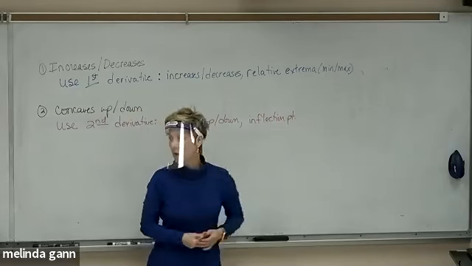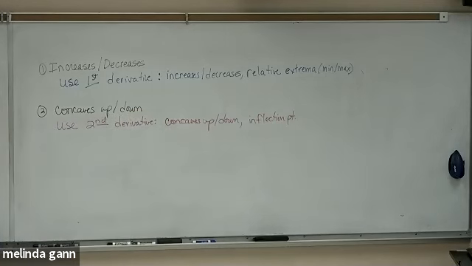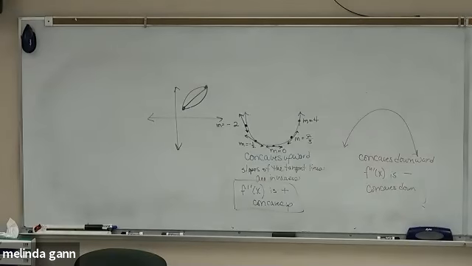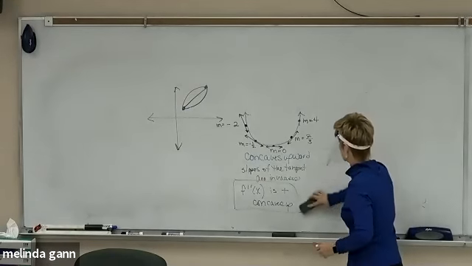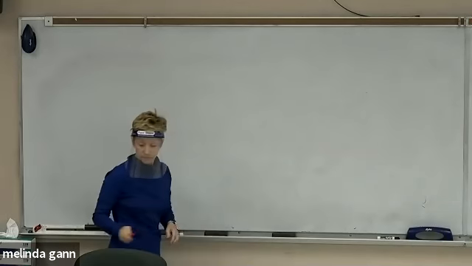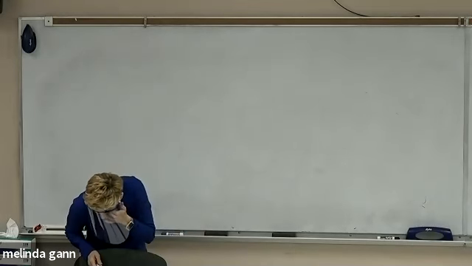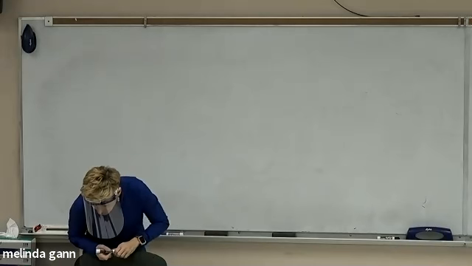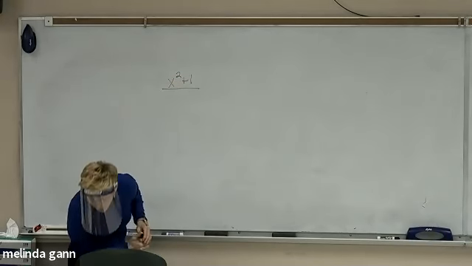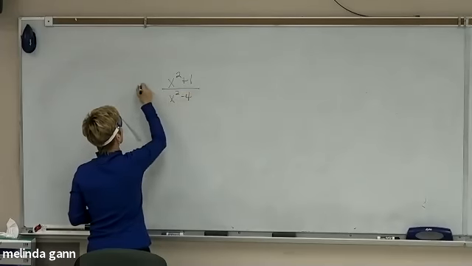All right, so we're going to go do one from start to finish. Here's our function: x squared plus 1 over x squared minus 4. Got to move backwards.